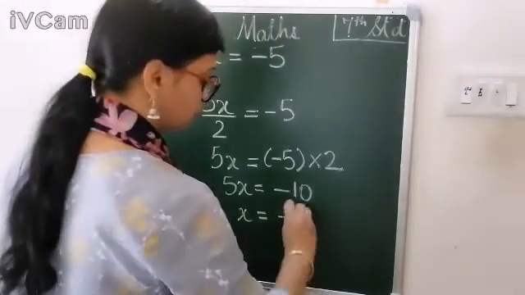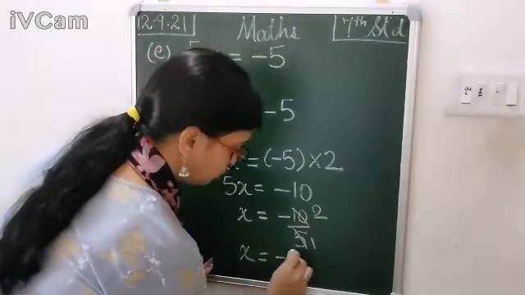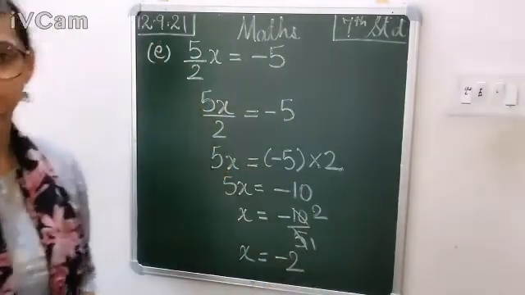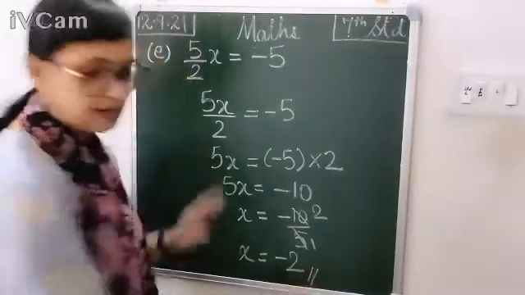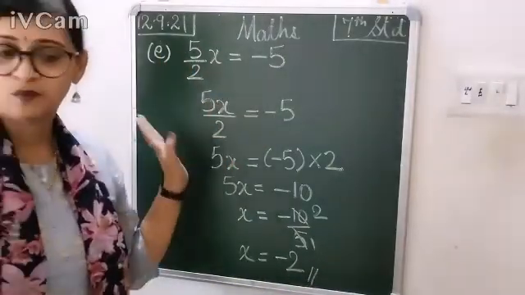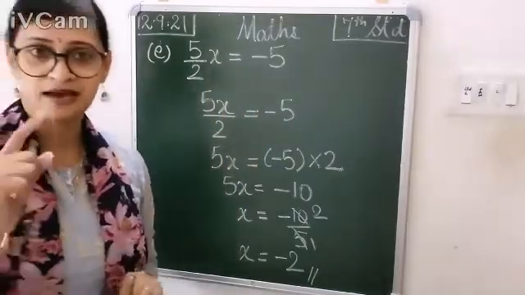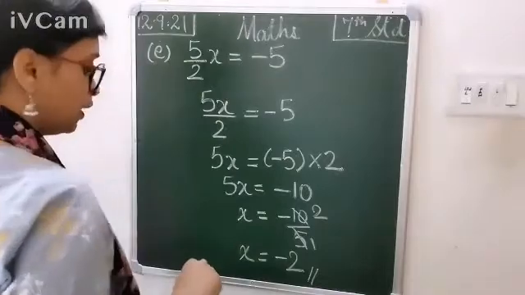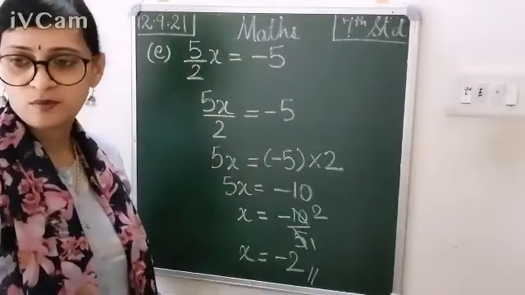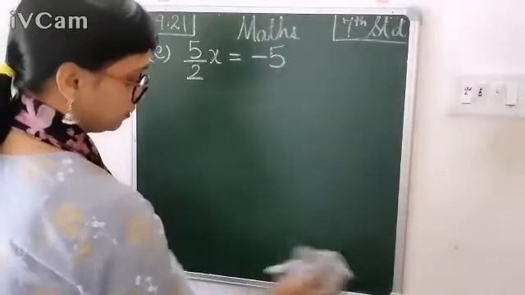Okay, so 5 ones are 5, 5 twos are 10. So the value of x is equal to minus 2. Okay, this is one method of doing, where you transpose one number at a time. Okay, but since this is a fraction, there is another way of doing it. Okay, hope all of you have taken this down. I'll even show you the next method.